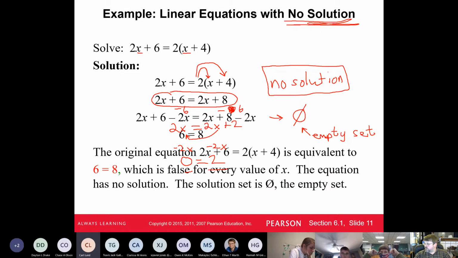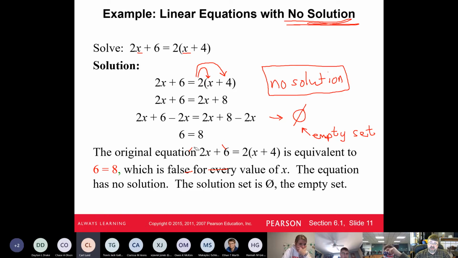Now, you could also try to solve it using this other approach that the PowerPoint uses, where first, instead of subtracting the constant from each side, they subtracted 2x from each side. And when you start with that, you get the answer 6 equals 8, which again is still false. There's still no solution. It doesn't matter how you do it. You just need to recognize there's no solution. Any questions about that?